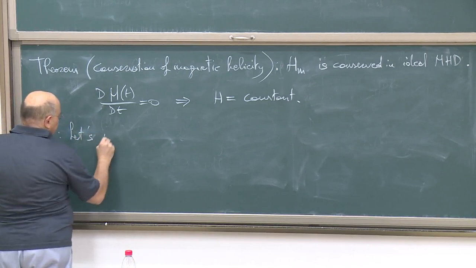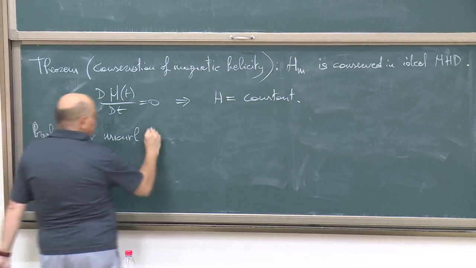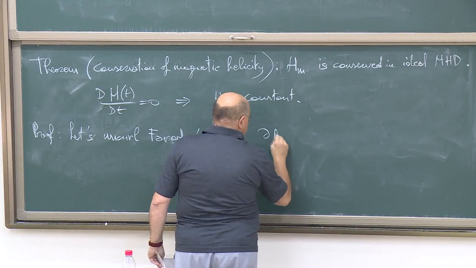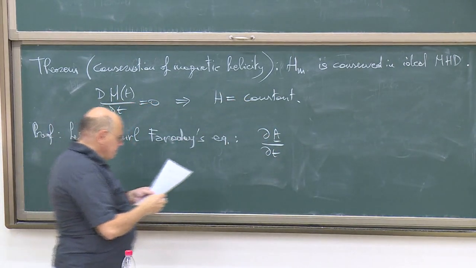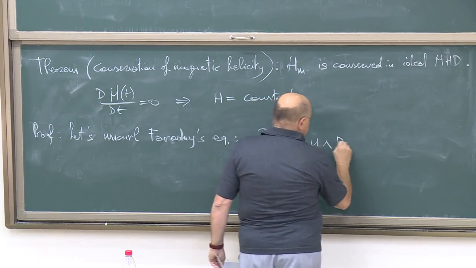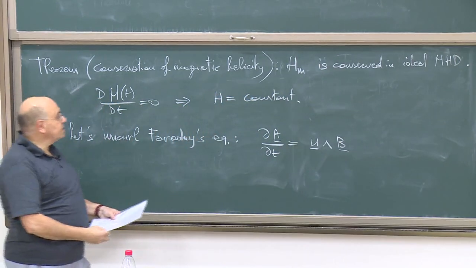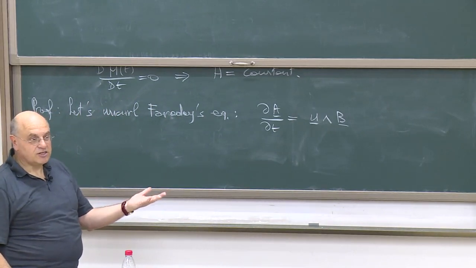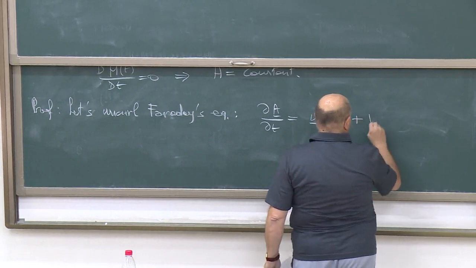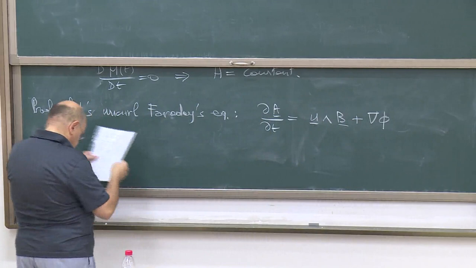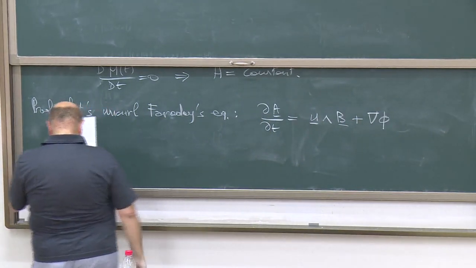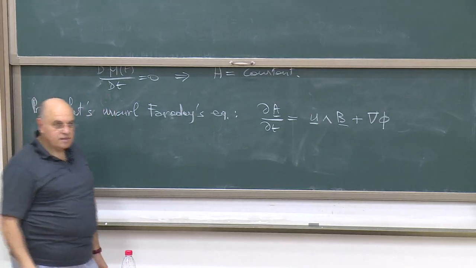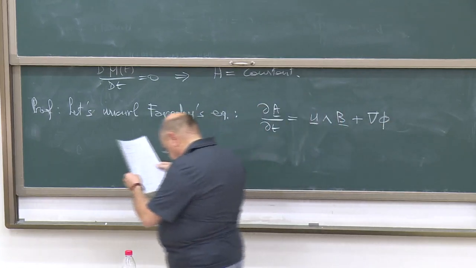Let's uncurl Faraday's equation. This is done by taking the A from it: dA/dt is U cross B. If you take a curl, you do derivatives; if you uncurl, you have to have constants of integration. So we have a constant of integration here that we will call grad phi, a potential associated with the gauge. This grad phi, being a gradient, has its curl zero.